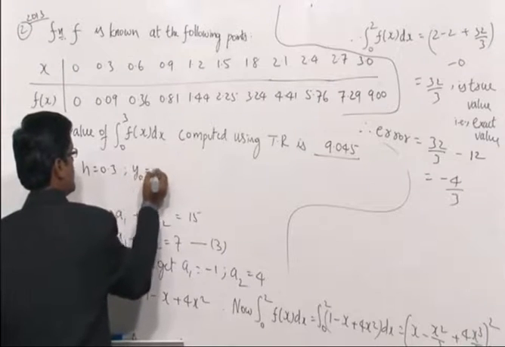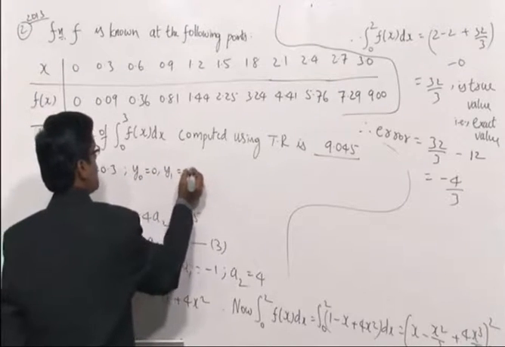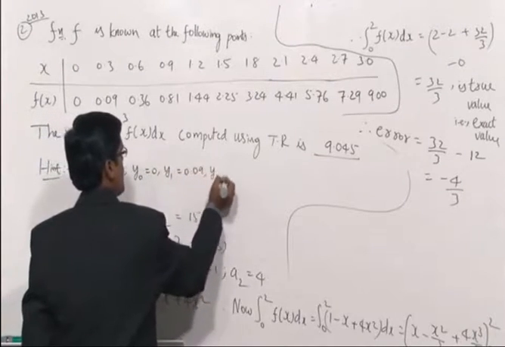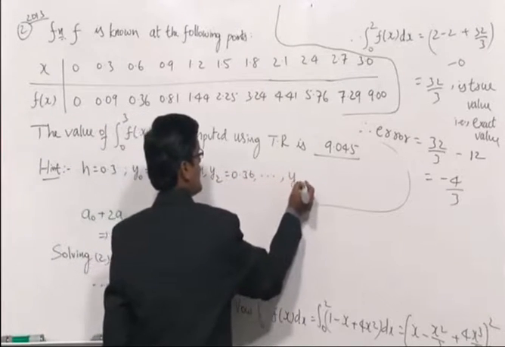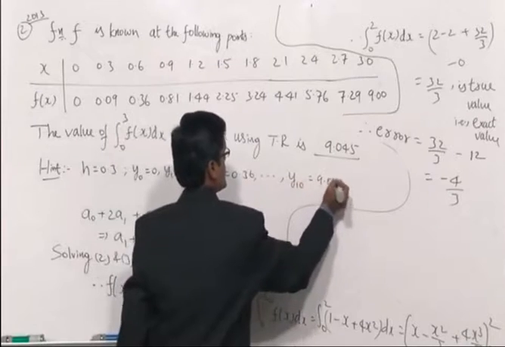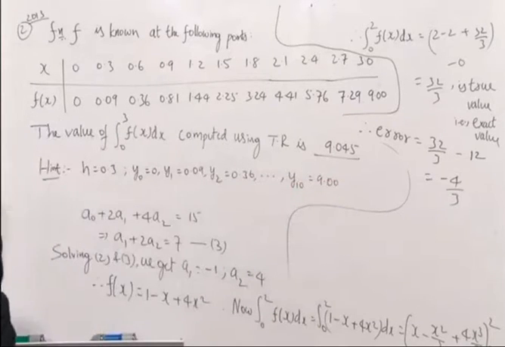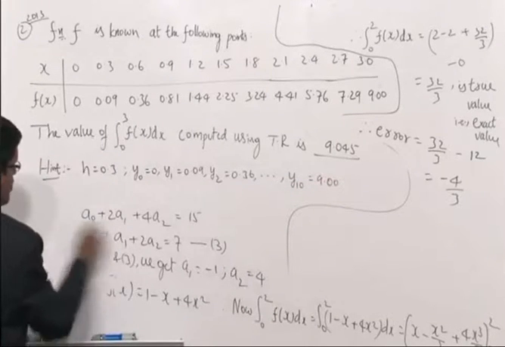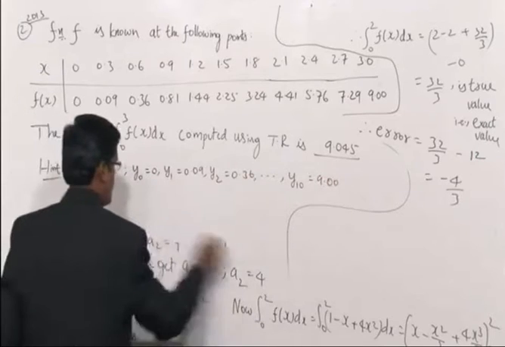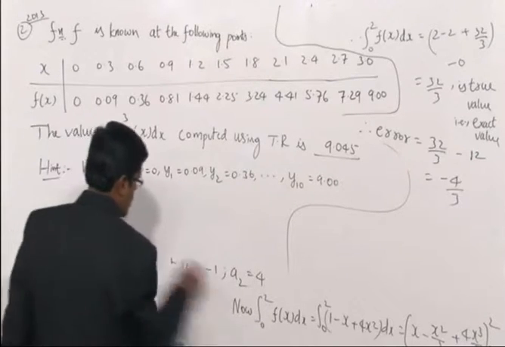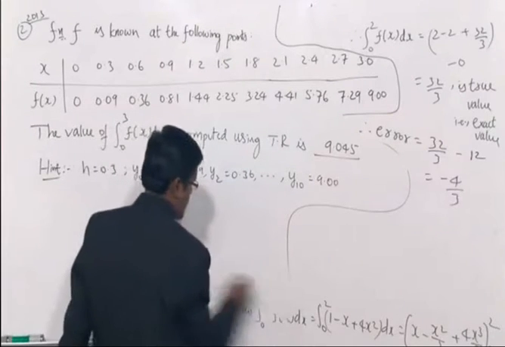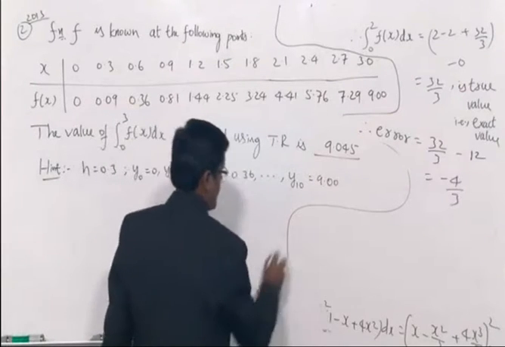y0 is 0, y1 is 0.09, y2 is 0.36, and so on. Y10 is equal to 9.00. That is a hint. Using this hint as above, apply the trapezoidal rule. Don't find it analytically. Here f of x we don't know. You need to evaluate numerically, by the trapezoidal rule only. In the previous formula I have given the formula.